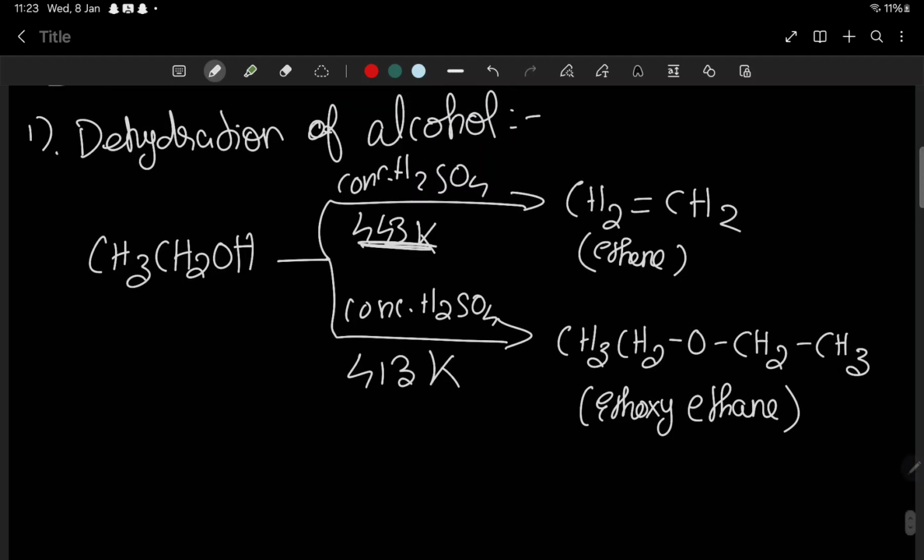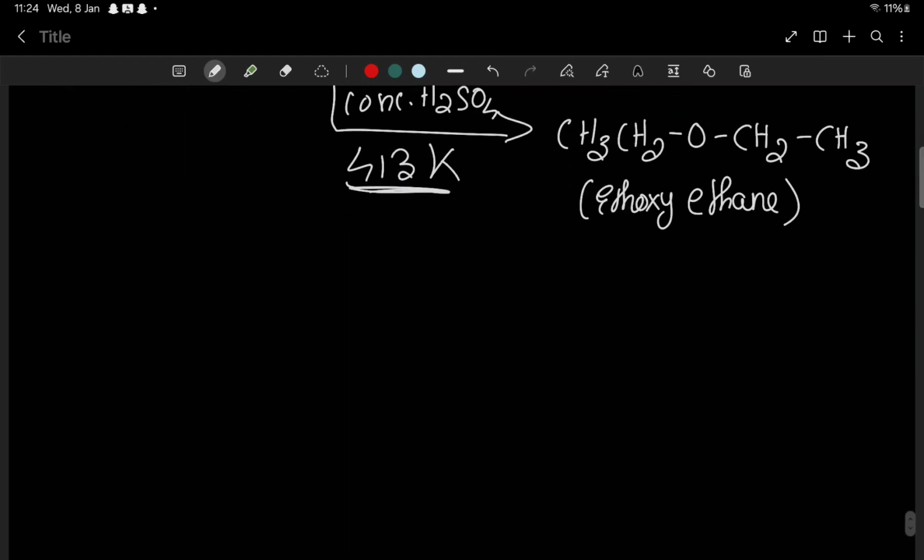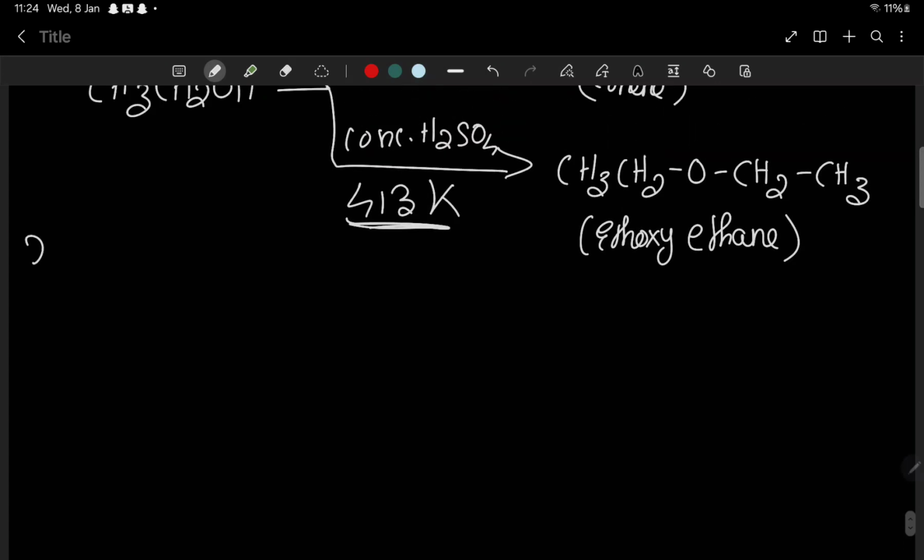If the temperature is very high, dehydration happens. If the temperature is comparatively low, ether formation will happen. This is about dehydration of alcohols. Now the second part. The second part is Williamson synthesis.